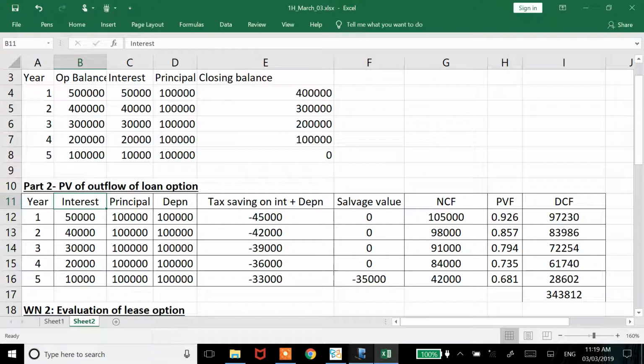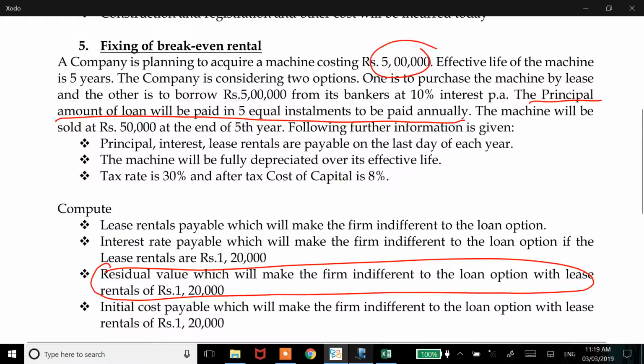Again, next, right? Part 4. Computation of indifferent cost of the asset.